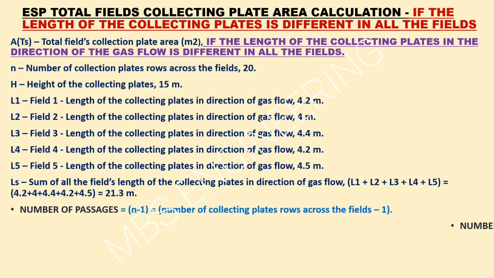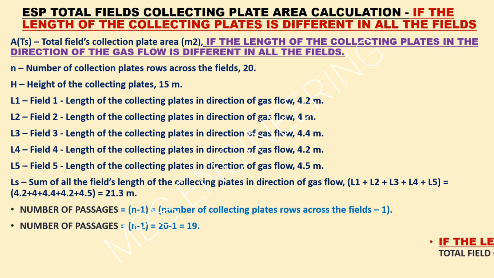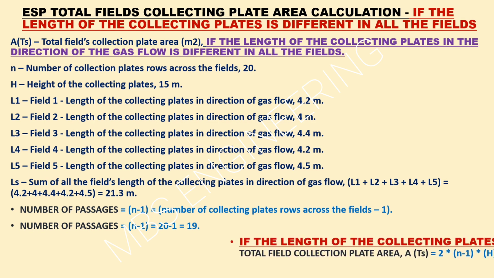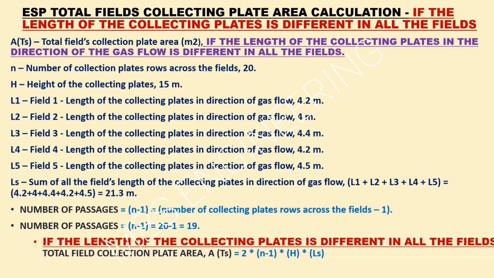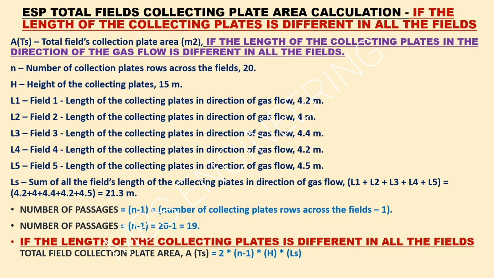Next, number of passages is N-1, or number of collection plate rows across the field minus 1. The number of passages is 20-1, which is 19. The number of passages is 19 for this ESP system.